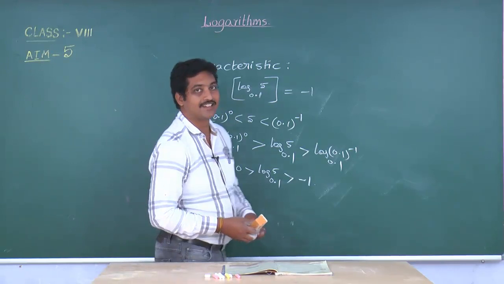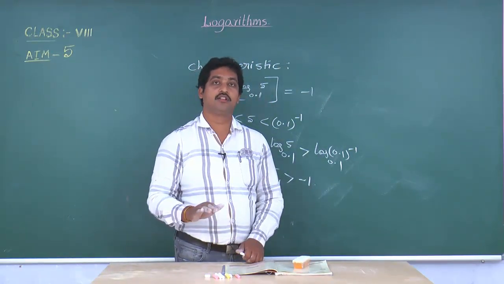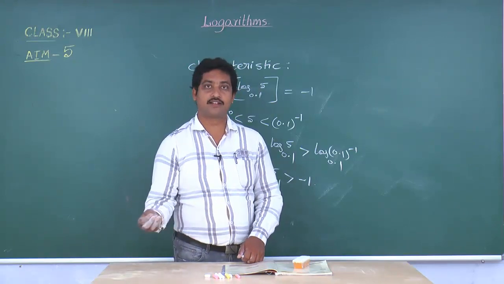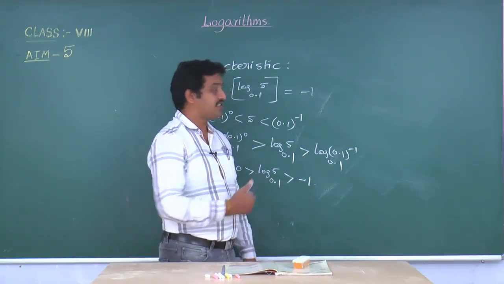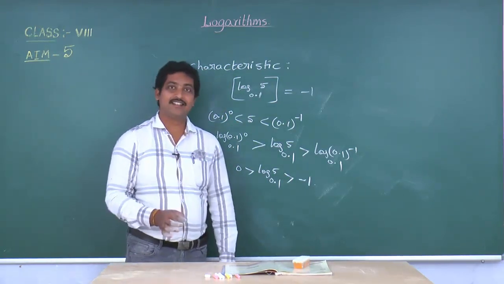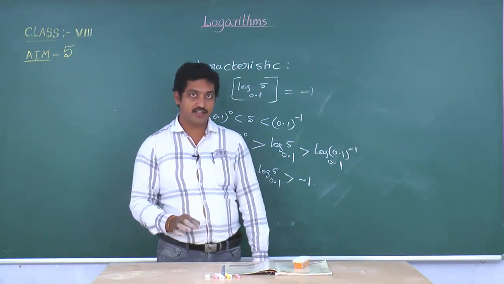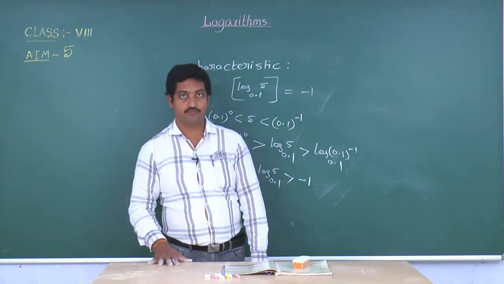Log 1 characteristic is equal to log 1, which is equal to 0. Therefore, its characteristic is 0. From these examples, we get one conclusion: the characteristic is either a negative integer, a positive integer, or 0 also.